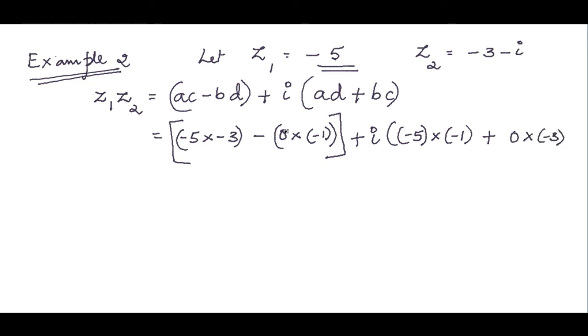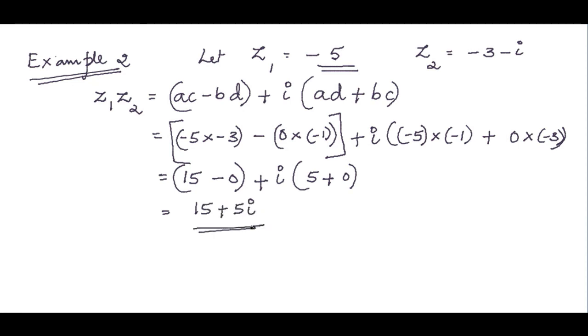Let us see the result now. Minus 5 into minus 3 is plus 15. 0 into anything is 0, so this becomes 0. Let me write in detail, later we can skip some of these steps. So this part becomes this, plus i into minus 5 into minus 1 is plus 5, plus 0. So this gives us 15 plus 5i. This is the result.